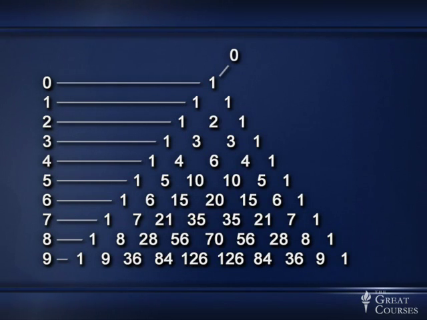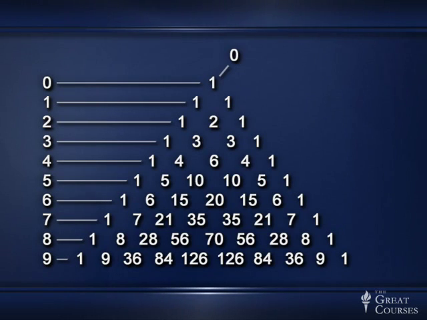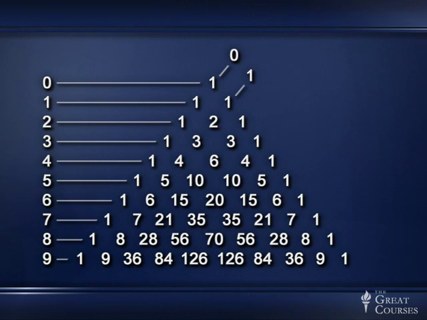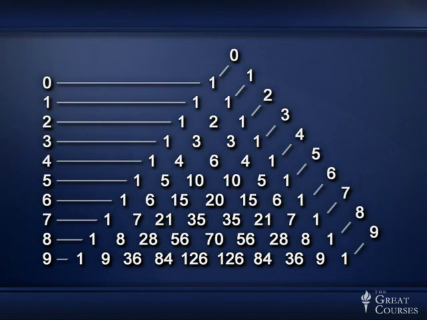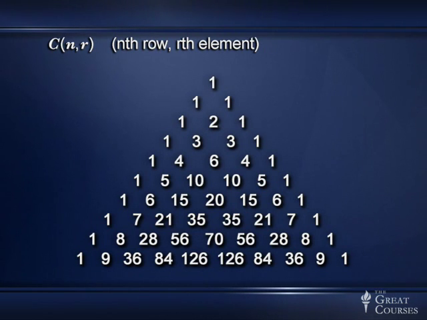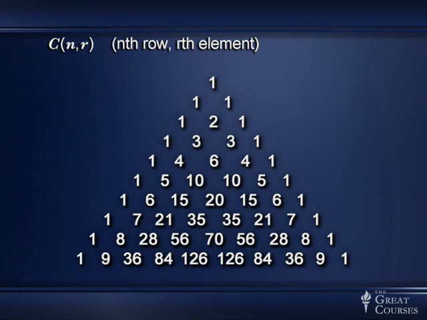Now, within each row, we're going to say that the 1 that's at the beginning of the row is actually the 0th element in the row. Then the next number in the row is going to be the first element in the row, and then the next one will be the second element, and so on. Now, with that notation, so to speak, or that setup, we can define a new function which we're going to call C of n comma r, and it's going to stand for the element in Pascal's triangle which is in the nth row and is the rth element of that row.